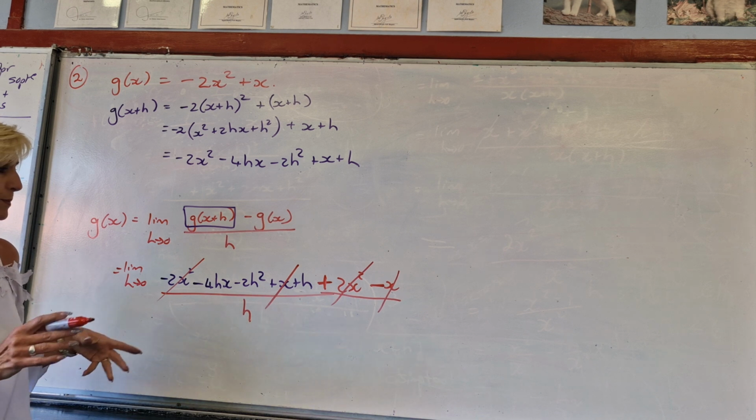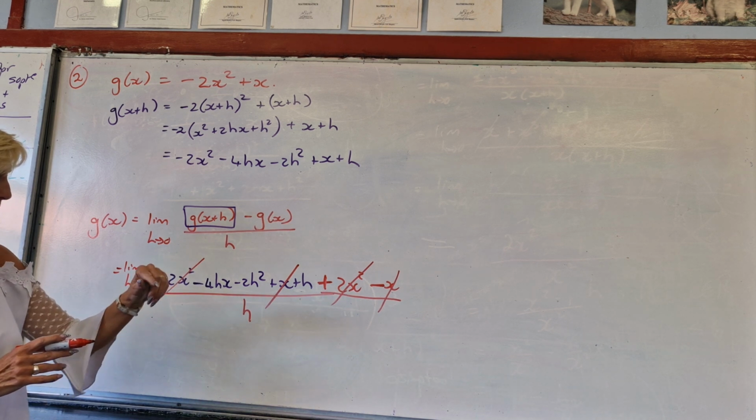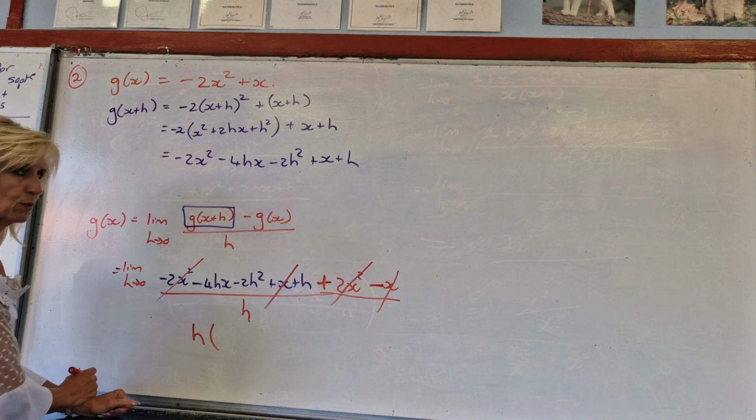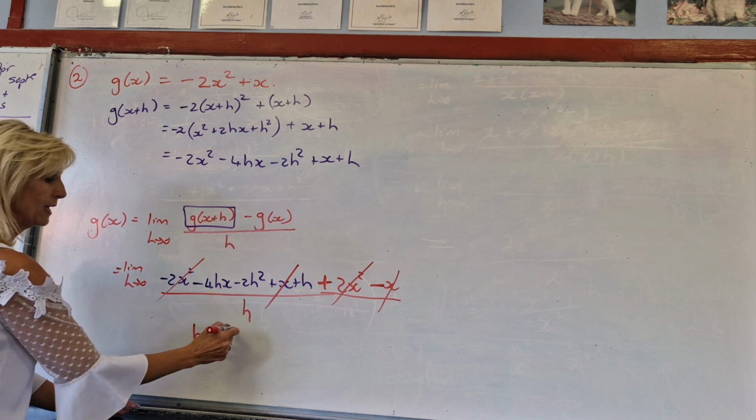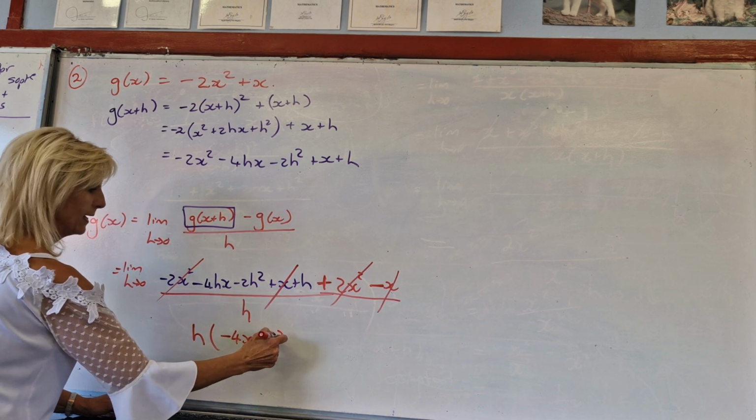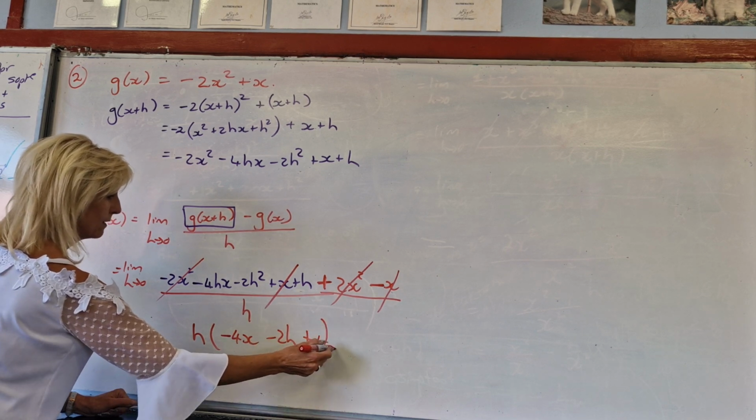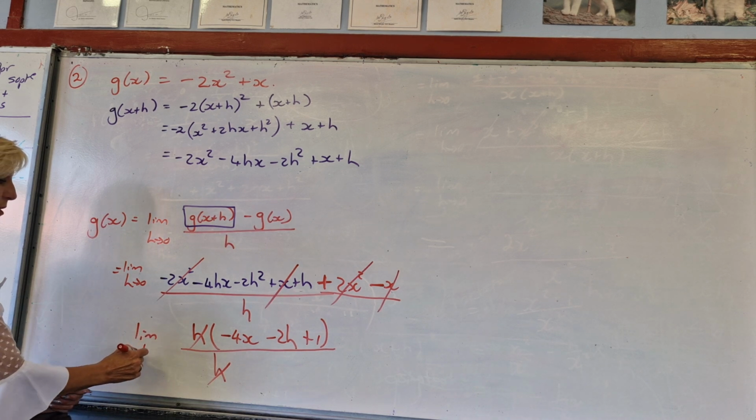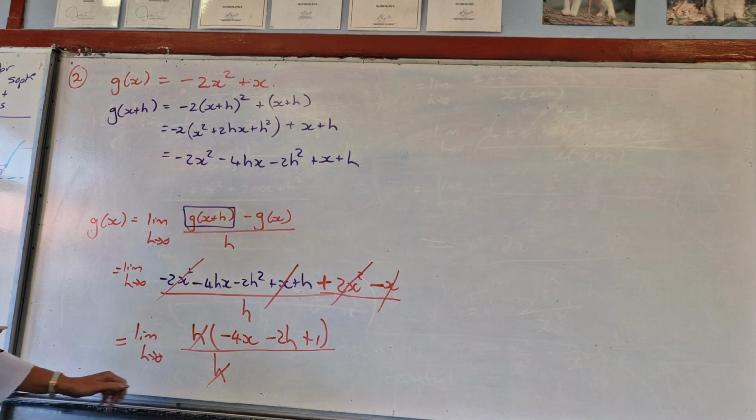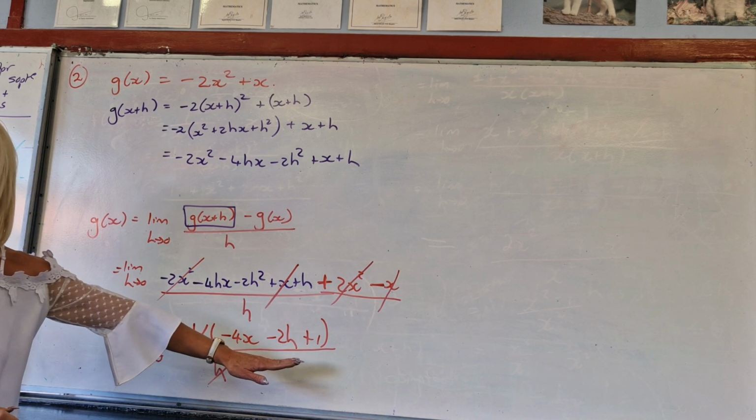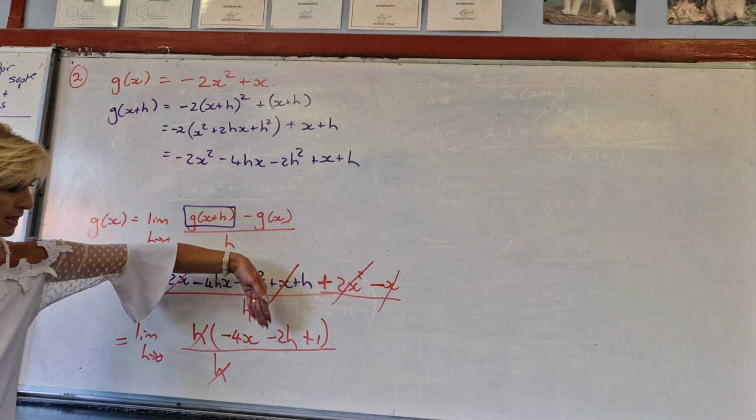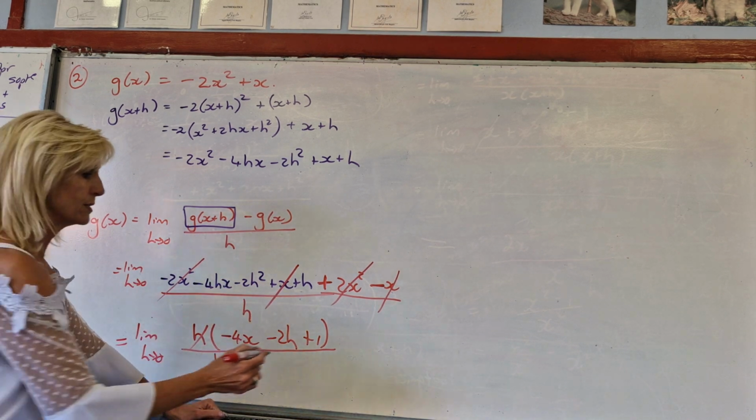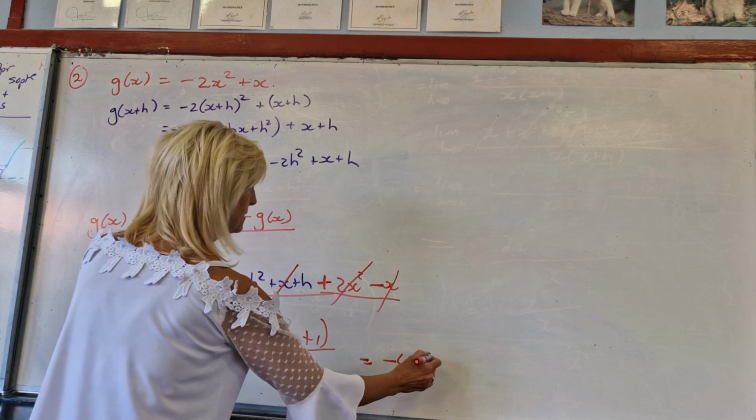Okay. My purpose was to get rid of this h. Now, after all of this, I can now get to my purpose by taking out a common h. And what's left? Negative 4x minus 2h plus 1 when you take out that h. And now I can legally get rid of that h that's been bothering me from the start, so that I'm left with something that I can substitute the h with a 0 in without complications. If I substitute the h with a 0, then it'll just be minus 4x plus 1. So this whole answer is minus 4x plus 1.